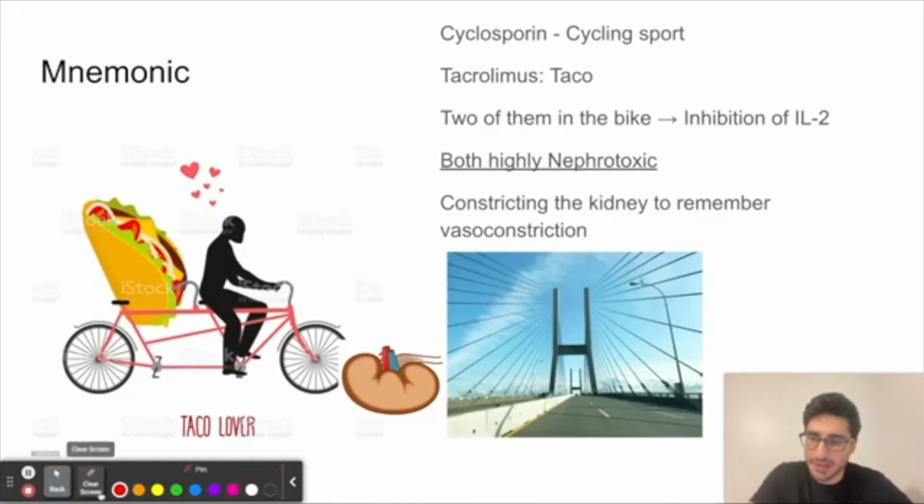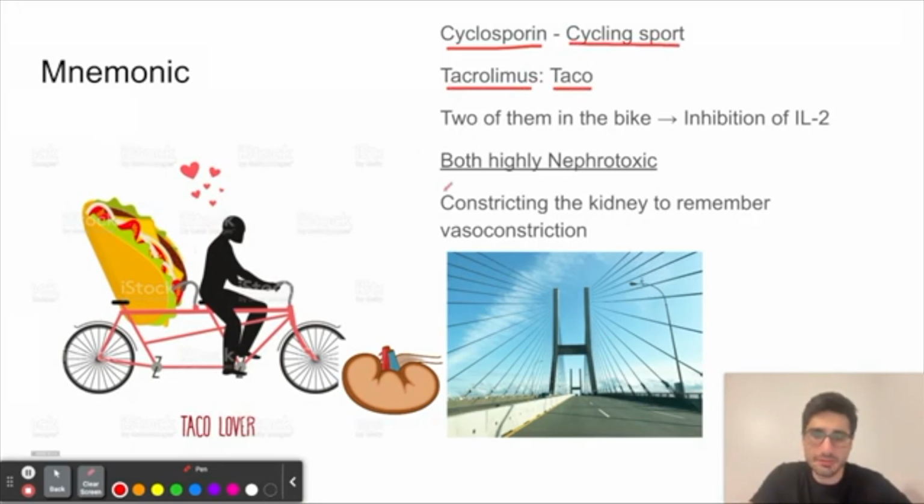Now, a mnemonic that you can use to remember some of the important associations with cyclosporin and tacrolimus is, I made this silly mnemonic, but you can use it if it helps you to remember stuff. So here I have a guy that is cycling, and so cyclosporin sounds like cycling sport, so he's cycling, and tacrolimus sounds like a taco. So there's two of them.